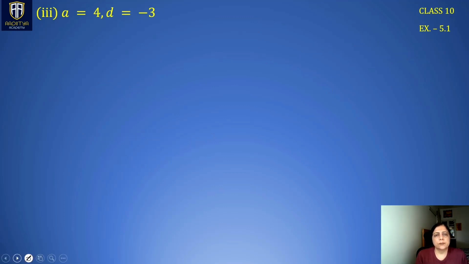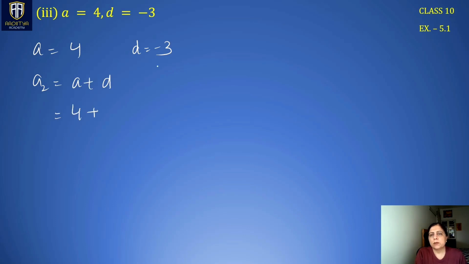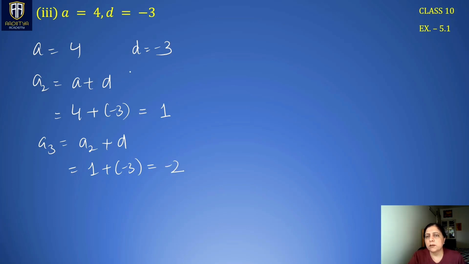So next is A is 4 and D is -3. A2 is A plus D. A is 4, D is -3. So add 4 minus 3 is 1. A3 is A2 plus D. So add A2 is 1, add -3 to 1. It becomes -2. See, the values here are decreasing.